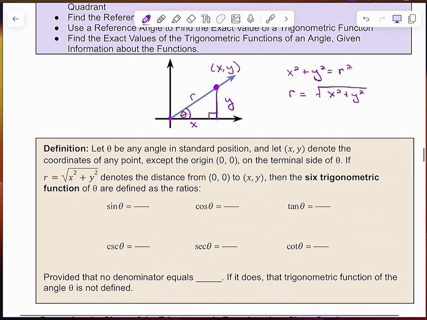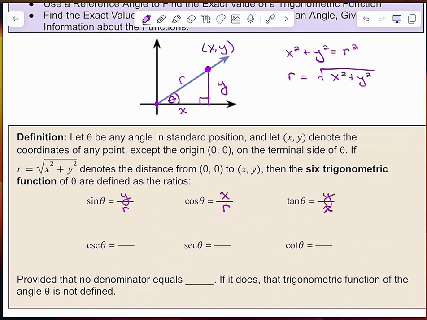Okay, so the sine of our angle theta, so opposite over hypotenuse, is y over the radius. Cosine, adjacent over hypotenuse, is x over the radius. The tangent is just the same as on the unit circle. Opposite over adjacent is y over x. Same rule that we used in our unit circle.